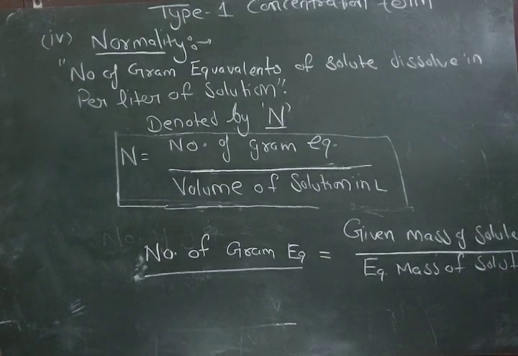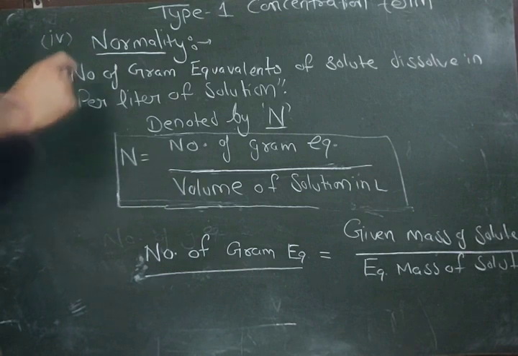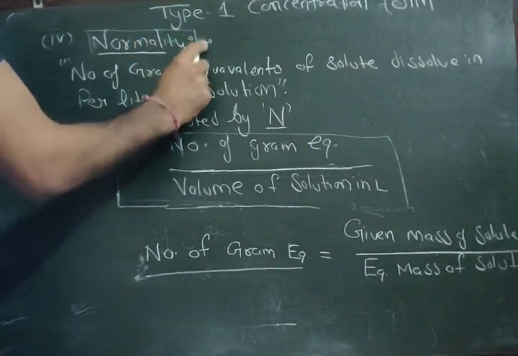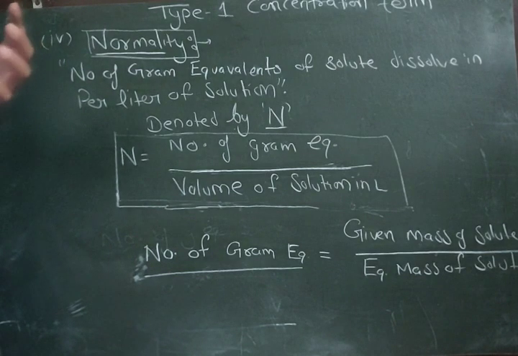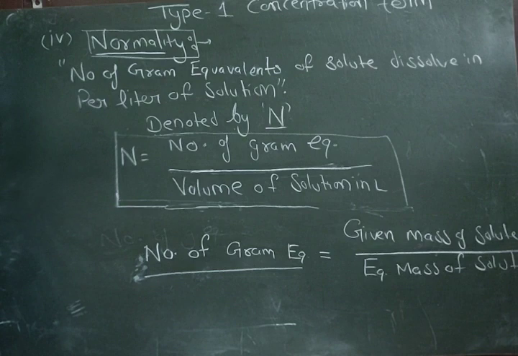So students, this is the fourth concentration term of type 1 concentration, that is called normality. In this chapter, the importance of normality is very less, because there are very few numericals based upon the normality. But we should know about it, so we will discuss it.